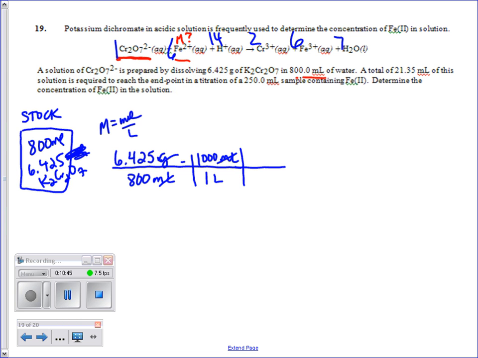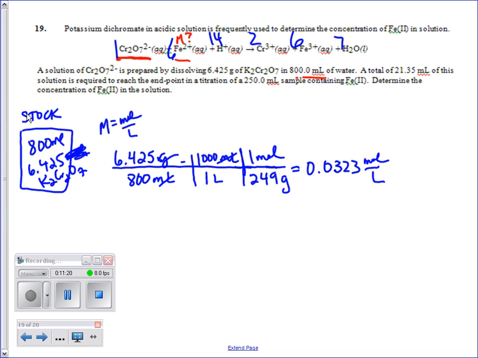Now I've got to convert my grams to actual moles, and I use the molar mass to do this. So for every, here we go again, here comes the mistakes. I'm going to convert grams to moles. For every 1 mole of potassium dichromate, I have a molar mass of 249. So 249 grams per every 1 mole. When I do the math, I get an answer of 0.0323 moles per liter, and that is my molarity.